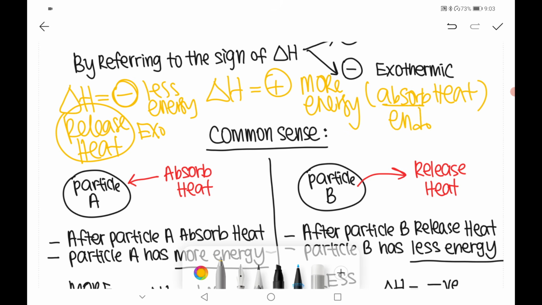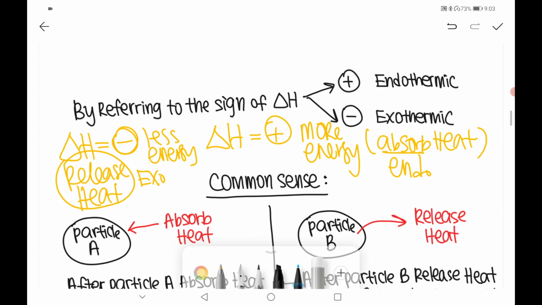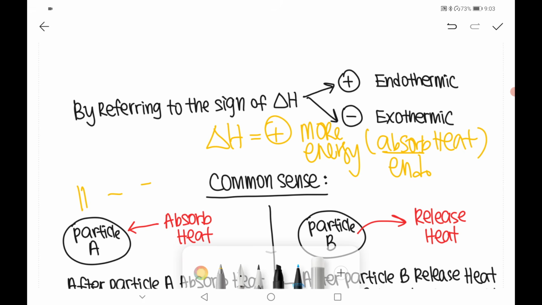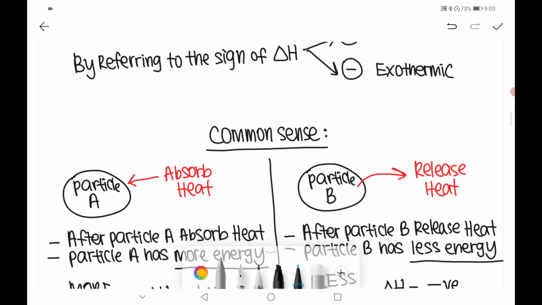I hope by now you know already. When you see the delta H is positive, it is endo. When you see the delta H is negative, it is exo. Sometimes you really don't need to memorize. You just use common sense, then you can roughly get the concept already. I hope this simple common sense method can help you.